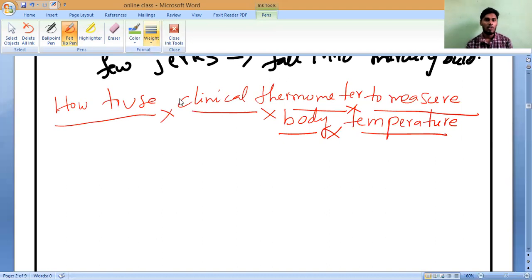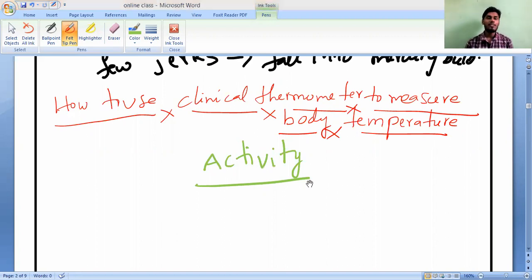Let us see how we need to measure the temperature of a body. Shall we start now? Yes, sir. You also need to do the same way which I will suggest now. So let us come to the activity to measure the body temperature. What we should do first is wash the thermometer properly.